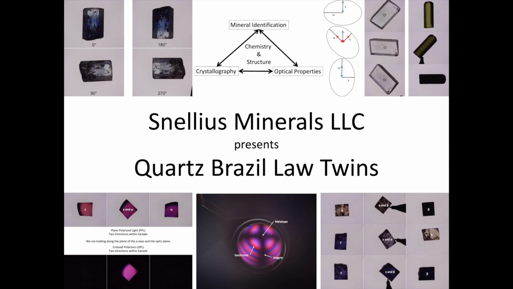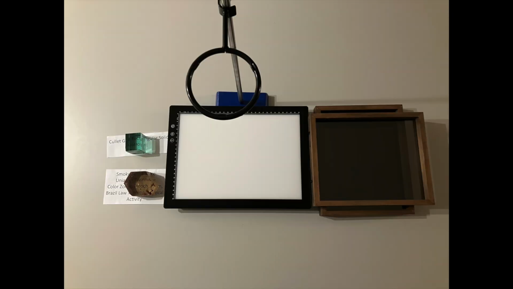Let's review a few pieces from our previous video relevant to investigating Brazil law twins. Last time, our experimental setup consisted of two samples, one being cullet glass and the other being a quartz crystal with windows cut perpendicular to the C crystallographic axis. And we were going to take a look at the optical properties of these specimens in our homemade polariscope, which consists of a light board as a diffuse light source, along with two pieces of linear polarizers that have been framed. There's also a ring stand, but that's just to hold the camera.